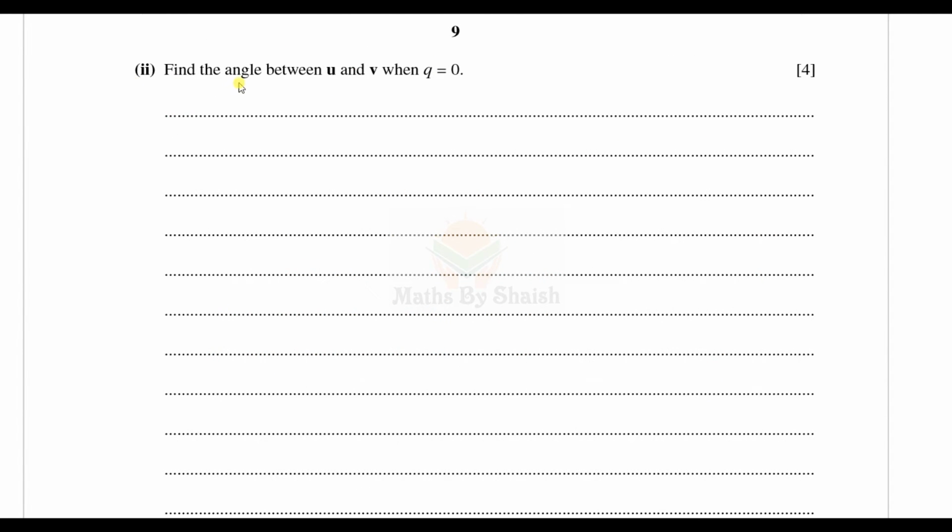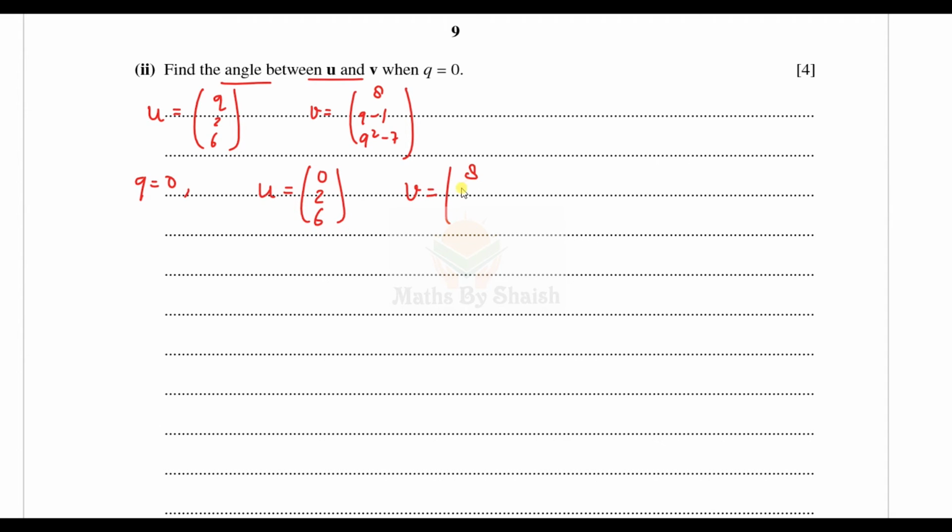Here's the second part of it. Find the angle between u and v when q is equal to 0. So I'll write u and v again. When q is equal to 0, u is equal to (0, 2, 6) and v is equal to (0, minus 1, minus 7).